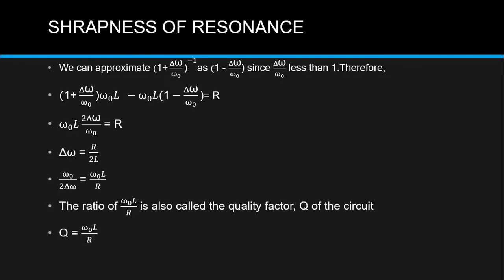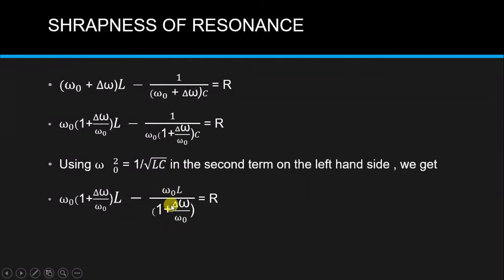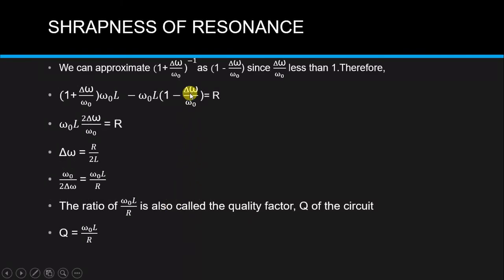So with the minus 1, it is 1 minus delta omega upon omega 0. Since delta omega upon omega 0 is less than 1, we get the value equals 1 plus delta omega upon omega 0 into omega 0 L, plus omega 0 L. Also it is omega 0 L and 1 minus delta omega upon omega 0. From this equation we get the value of 1 minus delta omega upon omega 0. Now multiplying both things, omega 0 into L plus delta omega upon omega 0.